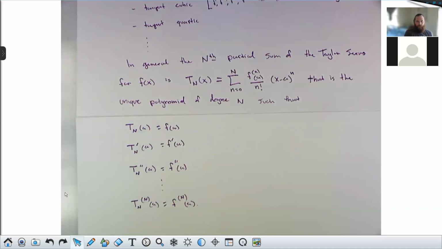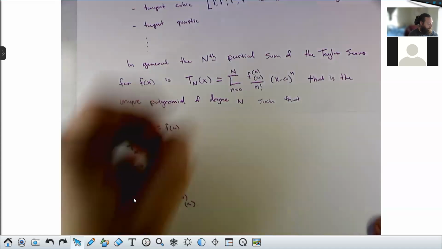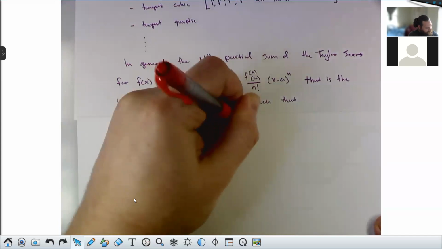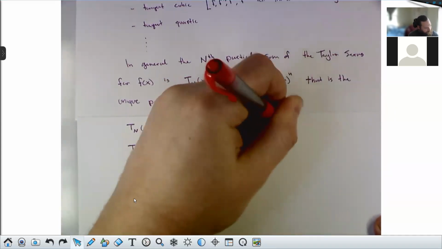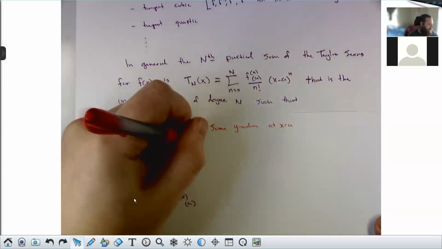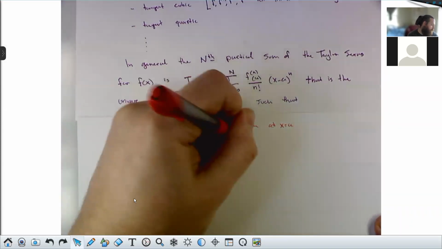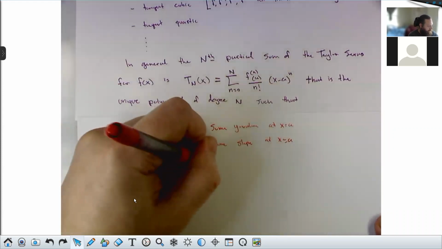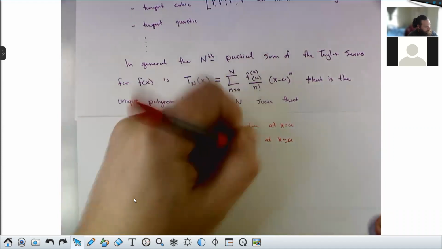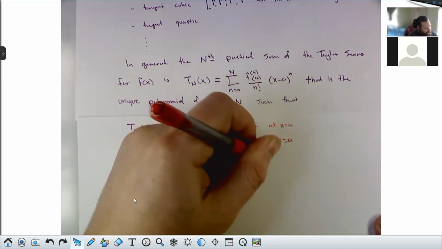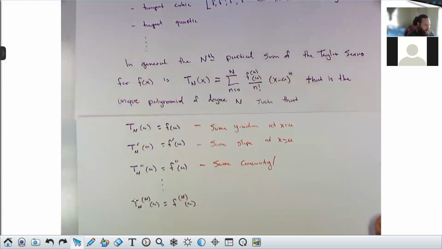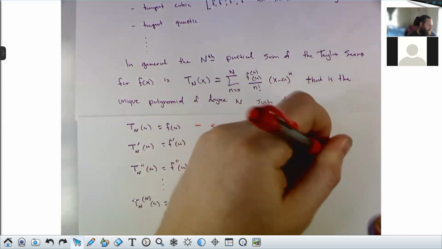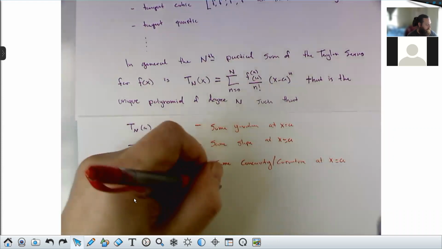That's the second derivative. Let me annotate this. So same y value at x equals a. This means same slope at x equals a. This would mean same concavity, or in Calc 3, you'll learn the term curvature, at x equals a, and on and on.